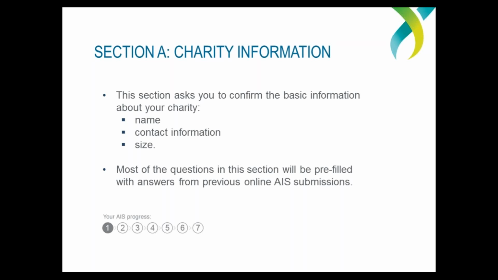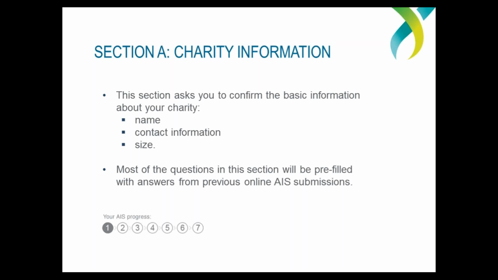This part of the AIS also asks you to confirm your charity's address for service. Please double check this detail and ensure it is correct. Your address for service is the ACNC's primary contact point with your charity, and where we send notifications and other correspondence such as reminder letters and emails leading up to your AIS due date. Other questions in this section will see you fill in your charity's street address and provide details of your charity's primary contact person. That's the person you wish the ACNC to contact in relation to matters about your charity.